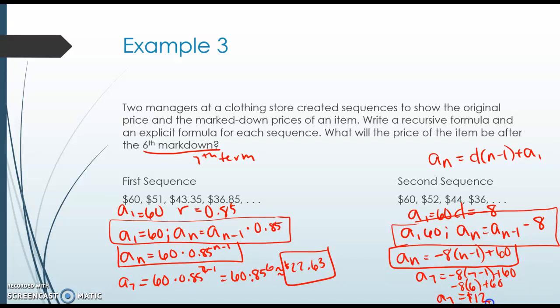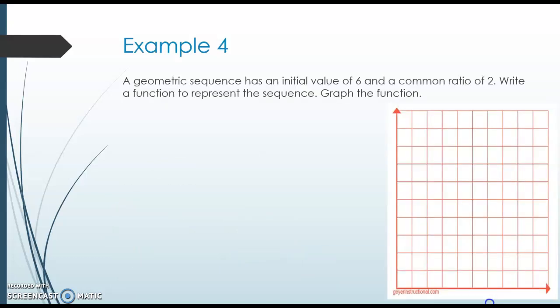So if we're being honest, as a customer, I am more for the second sequence than I am the first, because after 7 markdowns or 6 markdowns, I'm only having to pay $12, not $22. But that's how we do it. We had both a geometric and what we call an arithmetic sequence happening on that one.